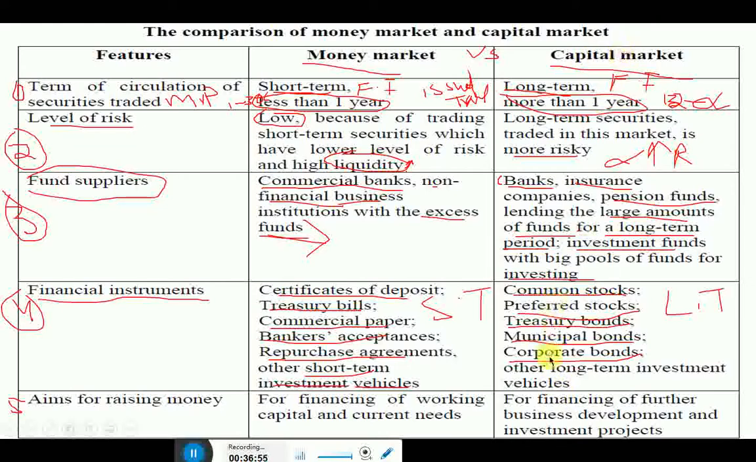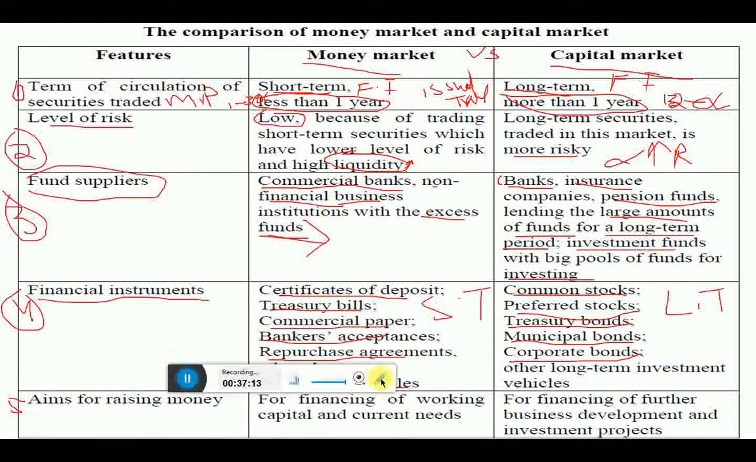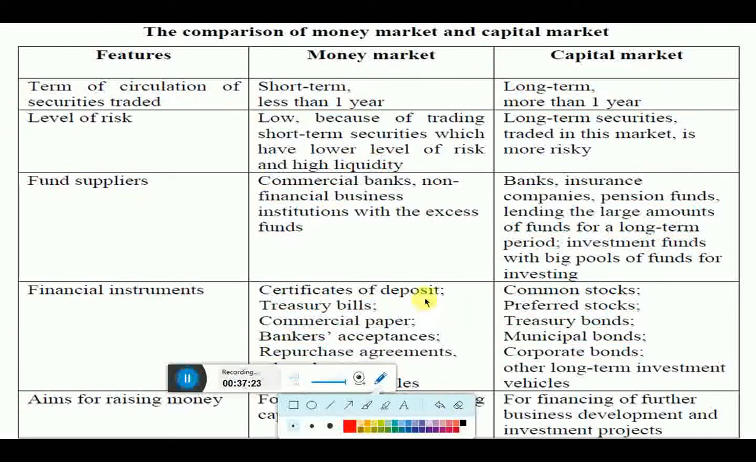They have more risk, they have less risk. They have more return, they have less return. That's what we discussed earlier on the slide. So that is the differentiation between short-term financial instruments and long-term financial instruments, and also basically between the money market and the capital market.